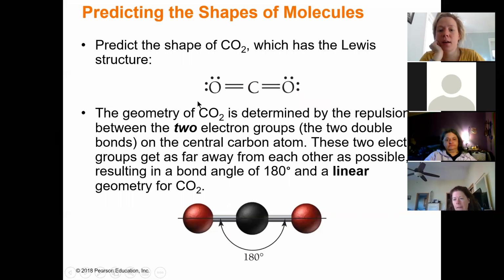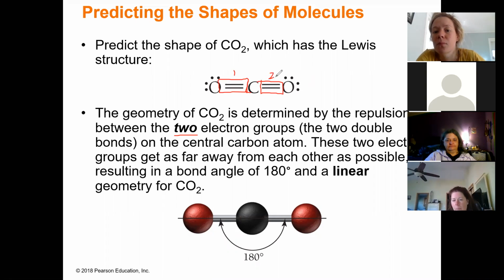So let's look at the most simple one here, and it's actually what we were just talking about, carbon dioxide. In carbon dioxide, on the central atom, I would say that I have two electron groups. Here is the first electron group, and here's the second electron group. Remember, we care about the electrons on the outer atoms when we're drawing the Lewis structure, but when we're trying to predict the shape, we don't take those into account.